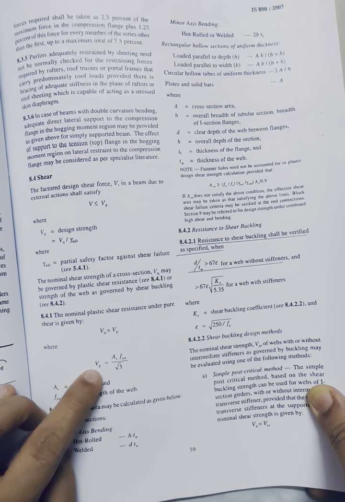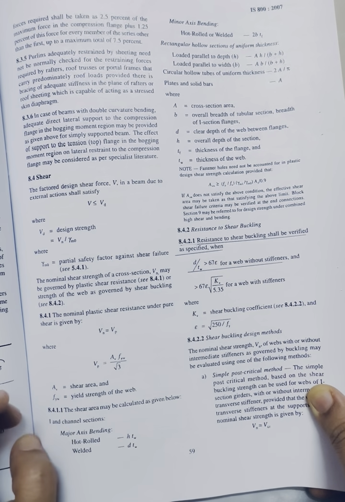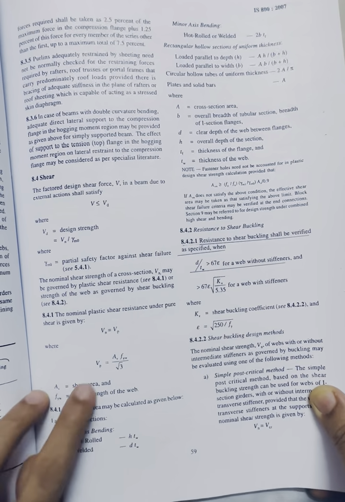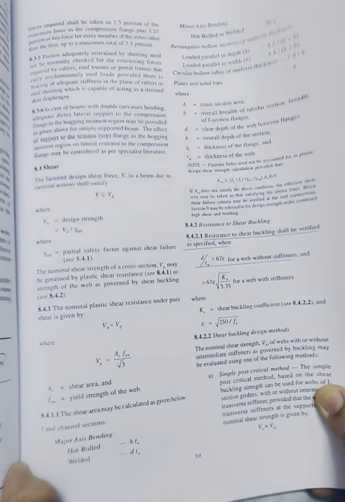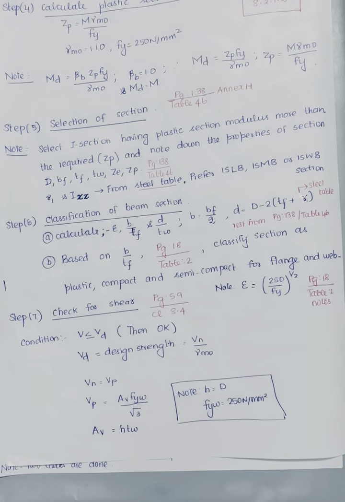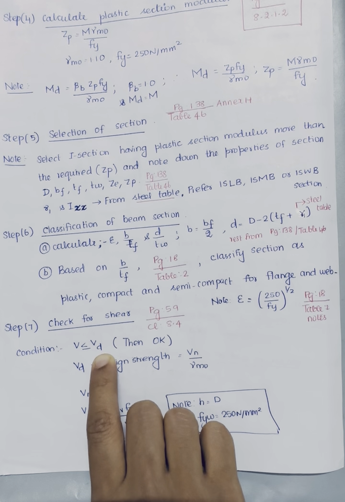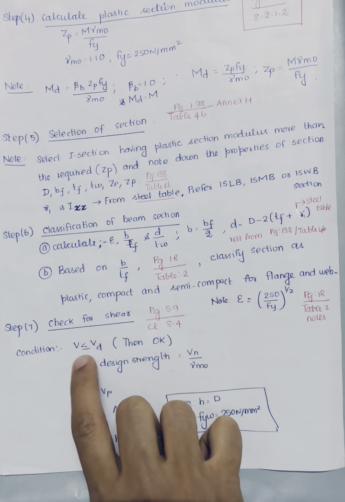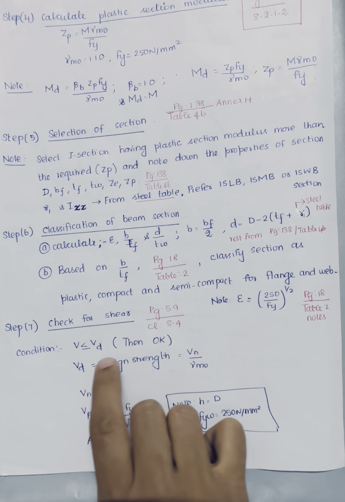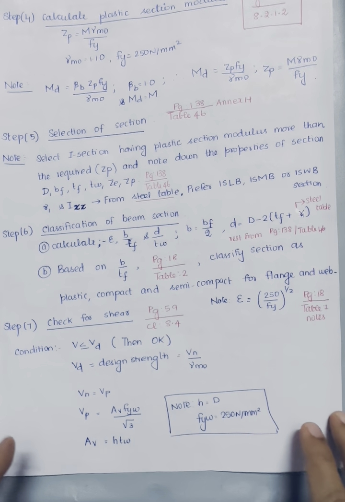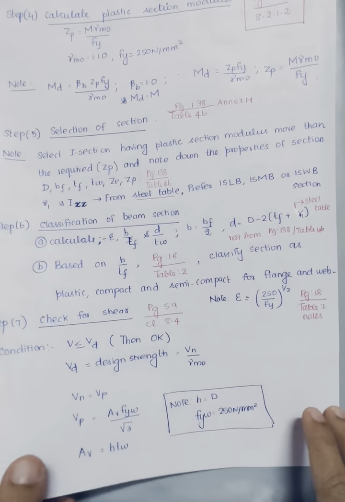So what is Vp? AV Fyw by root 3. This is the area, that is D into TW. Substituting all this, we can obtain the value of VD, and this can be checked. If V is less than VD, then the selected beam section is safe in shear. Okay, so this is the check for shear.